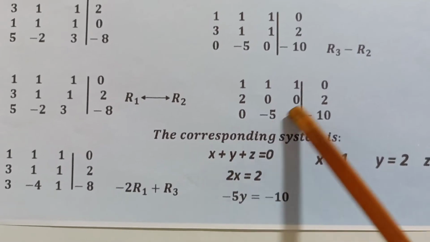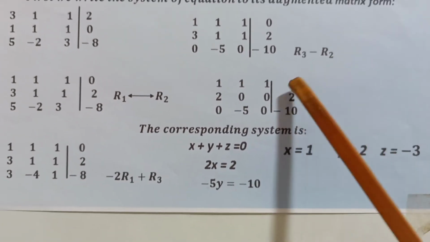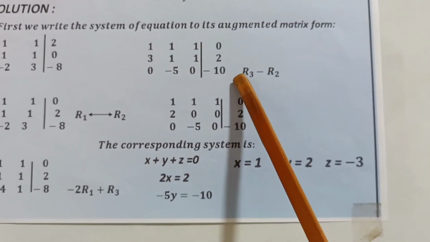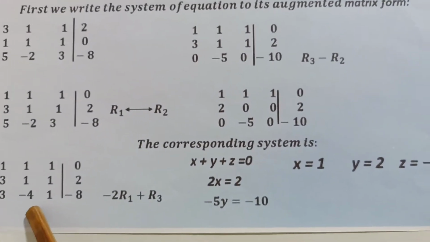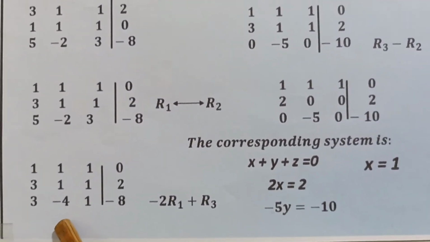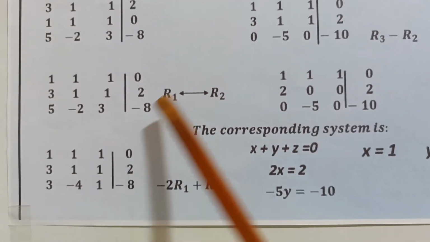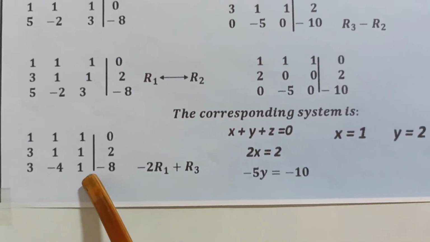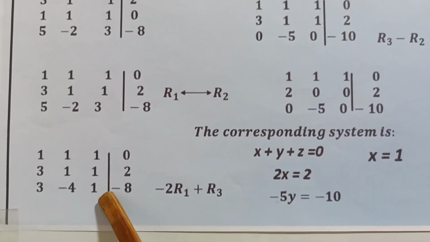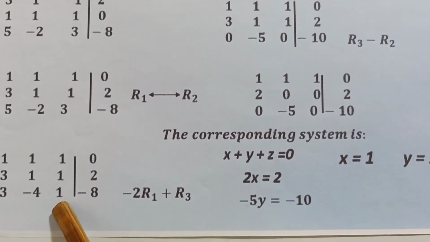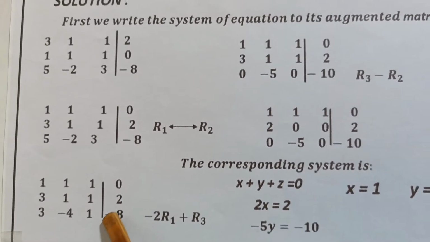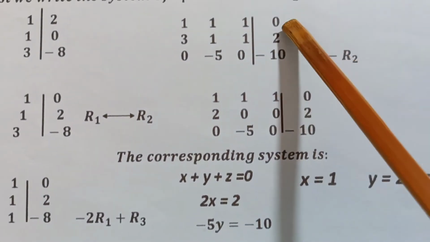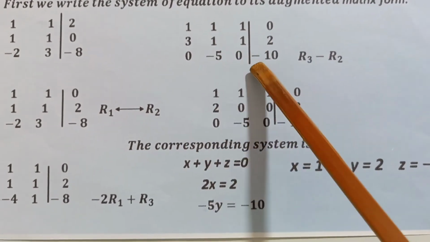Next, we are going to subtract row 3 from row 2. This is our row 3. 3 minus 3 is 0, and we write the answer in the third row. Negative 4 minus 1 is negative 5. 1 minus 1 is 0. Negative 8 minus 2 is negative 10. So again we change the whole system here, having 1, 1, 1, 0, then 3, 1, 1, 2, then 0, negative 5, 0, and negative 10.